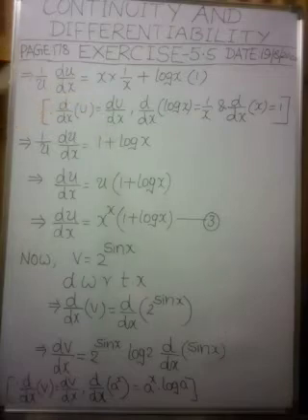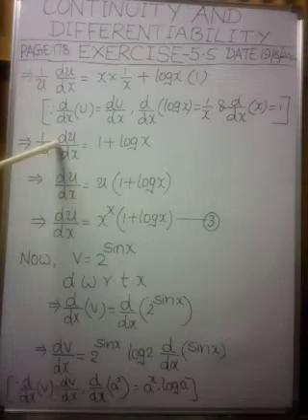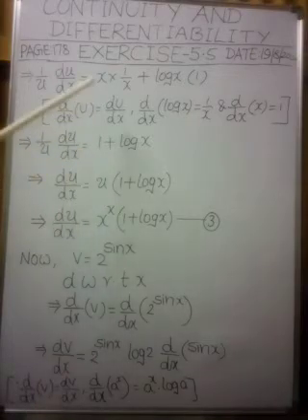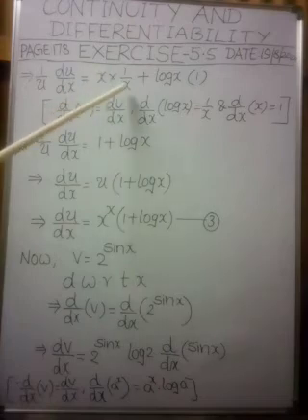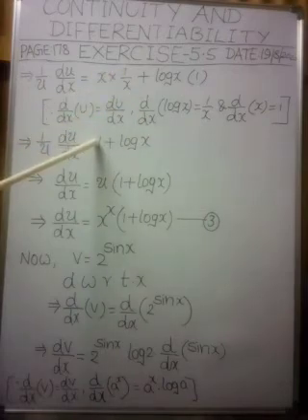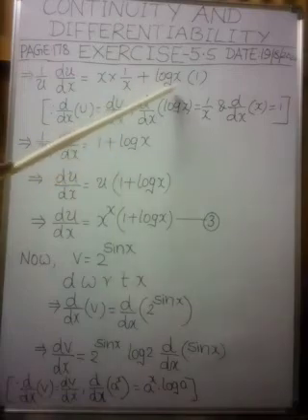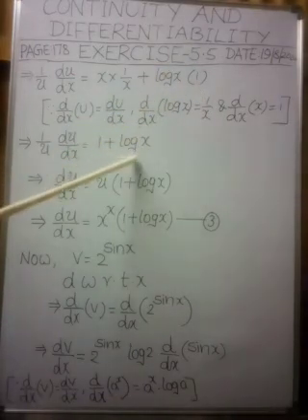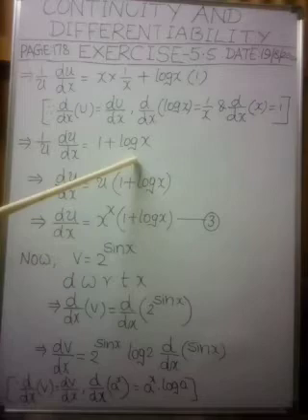Okay, my dear children. Right. This implies 1 by u into du by dx. Understood LHS part, my dear children? Right. Is equal to, by simplifying this part, what will you get? X gets cancelled. What will be left here? 1. Understood this first term, my dear children? Right. Plus log x into 1. What will you get? Log x. Understood the second term, my dear children?